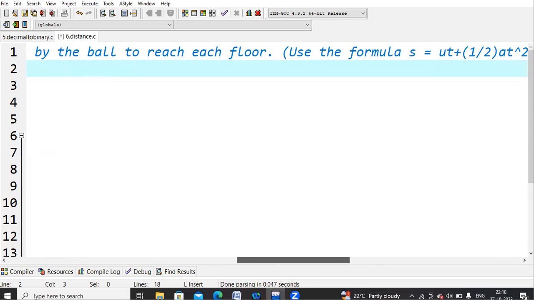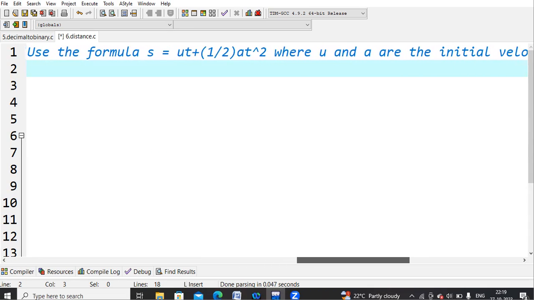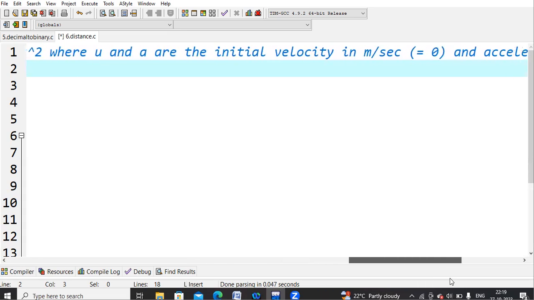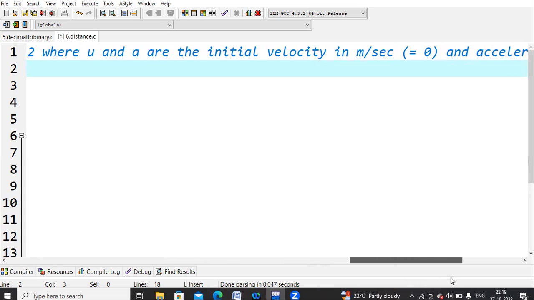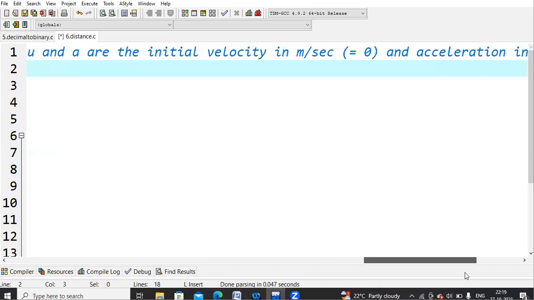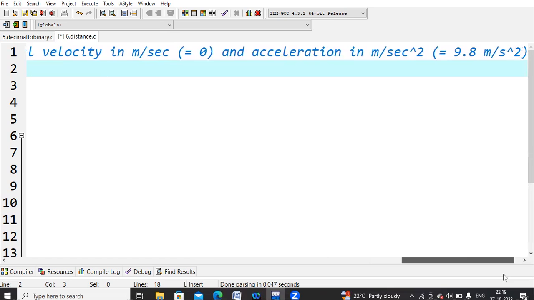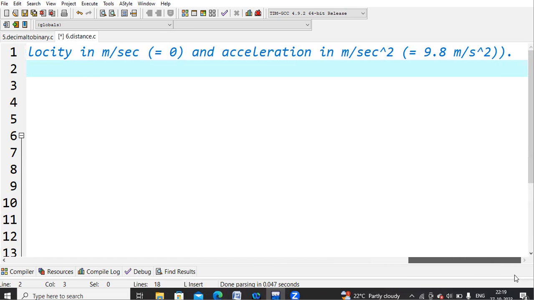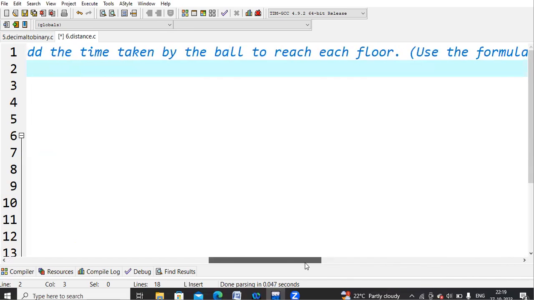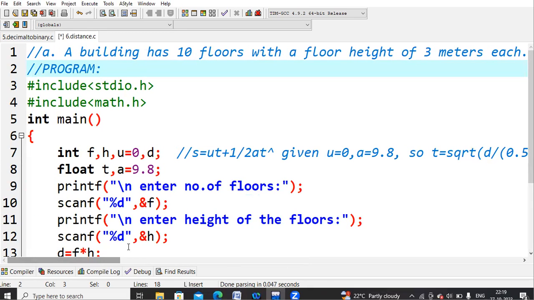And you can use the formula S = ut + half at square, where u and a are the initial velocity in meters per second, which is equal to 0. So they have already given the u value as 0, the initial velocity, right? And acceleration is meters per second square, that is 9.8 meters per second square. So all the values are already given, and they are telling us to use the formula S = ut + half at square.